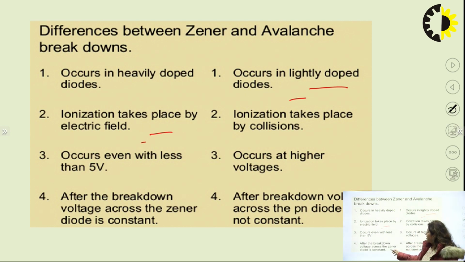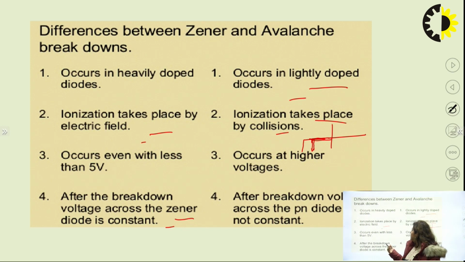After the breakdown, the voltage across the Zener diode is basically constant, because we have seen in the characteristic curve that after a particular Zener voltage, it is constant. But in the avalanche, the voltage value is much higher as compared to the Zener diode. In the case of the avalanche, it occurs in lightly doped diodes. Ionization takes place by collision of electrons and hole pairs. So that's why I have told you that it has a gain mechanism.